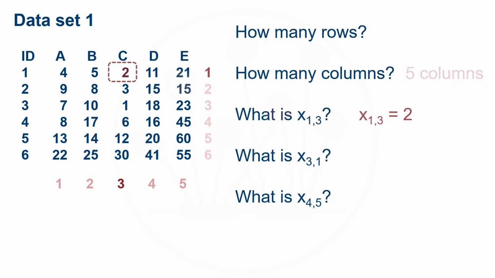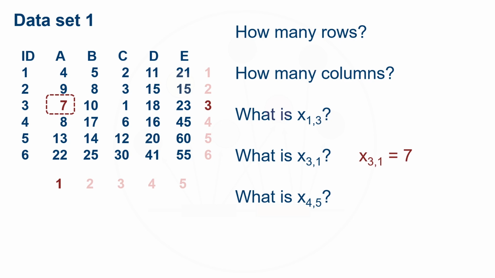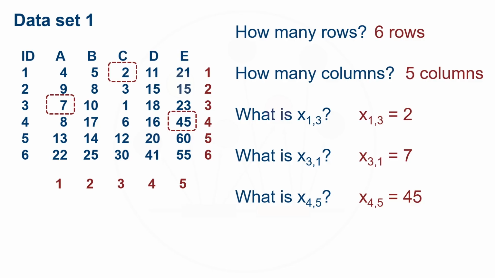We find the value of x_1,3 by going to the first row and then going across to the third column, and the number in that location is the number 2. We find the value of x_3,1 by going to the third row down, the first column, and again remember we're ignoring that column on the far left, so that gives us the number 7. We find the value x_4,5 by going to the fourth row, to the fifth column, and that's the number 45.